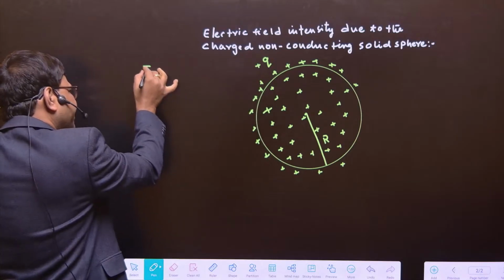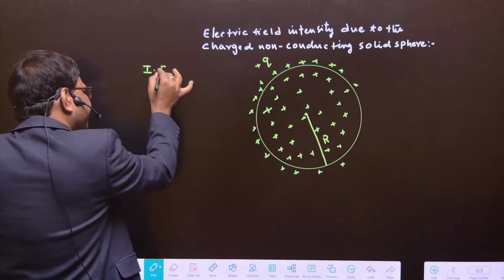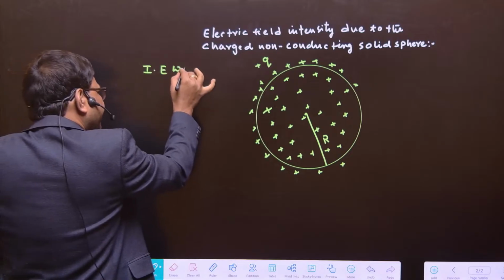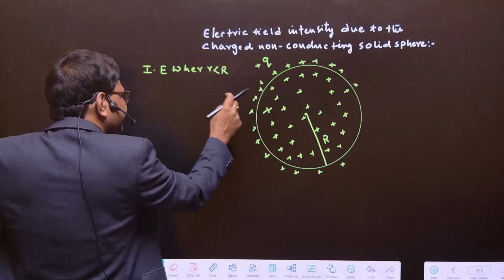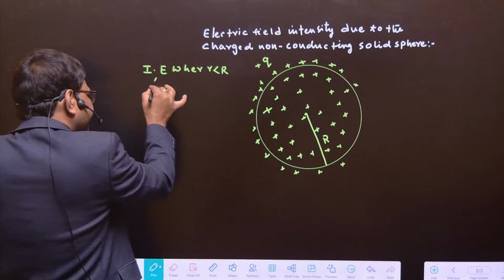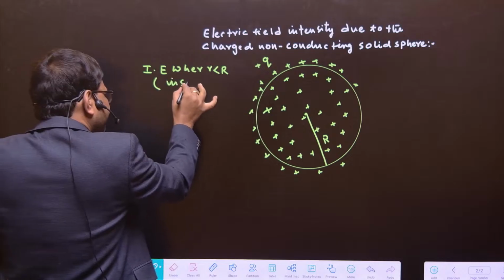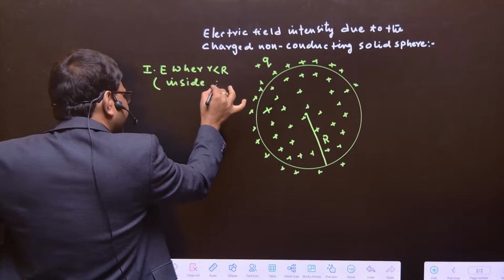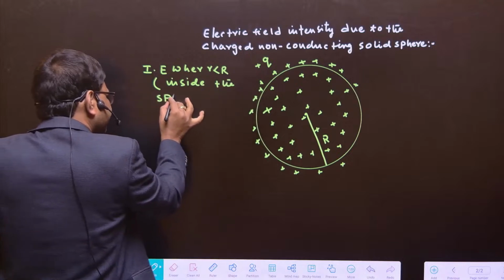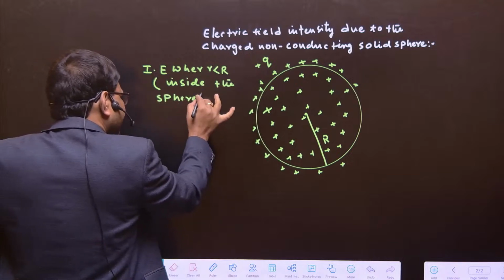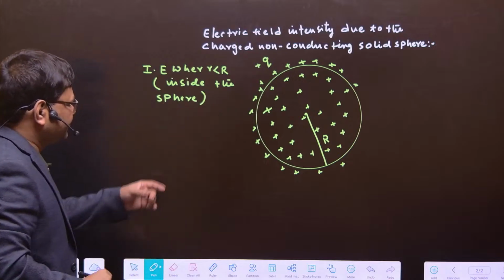Number one point is the electric field when distance r is less than R, meaning inside the sphere. In brackets I am writing also inside the sphere. Okay, inside the sphere. So what will be the electric field?